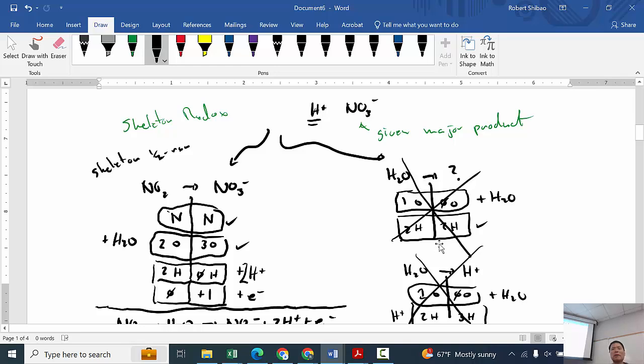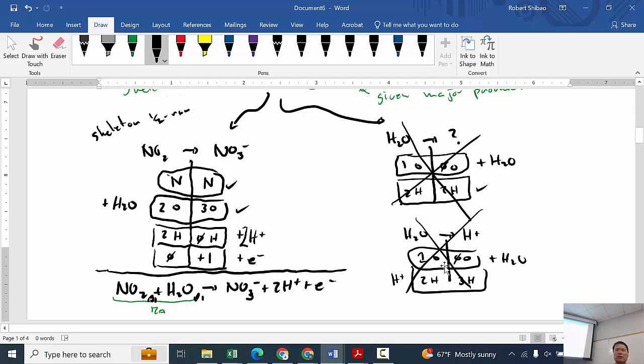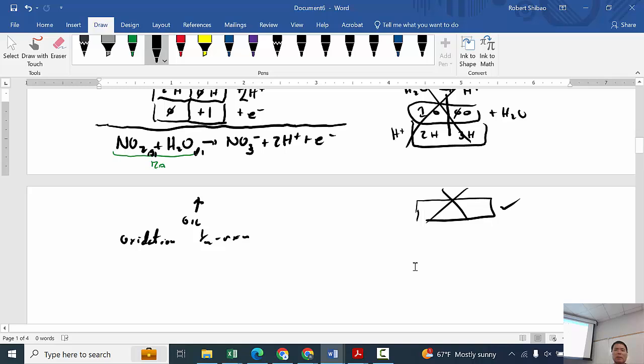And so what else might be present? We got to think of an oxidizer. Is water a very good oxidizer? No, water is not a very good oxidizer. Can you think of an oxidizer that might be present? All they're doing is they're just bubbling the NO2 through water. And so the only other oxidizer that we can think of that could be present is oxygen.